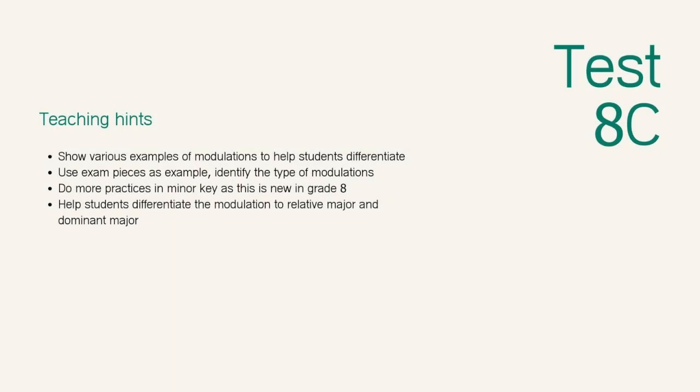Here are the teaching hints for Test 8C. Show various examples of modulations to help the students differentiate. Use the exam pieces as example. Identify the type of modulations. Do more practices in minor key, as this is new in grade 8. Help the students differentiate the modulation to relative major and dominant major.